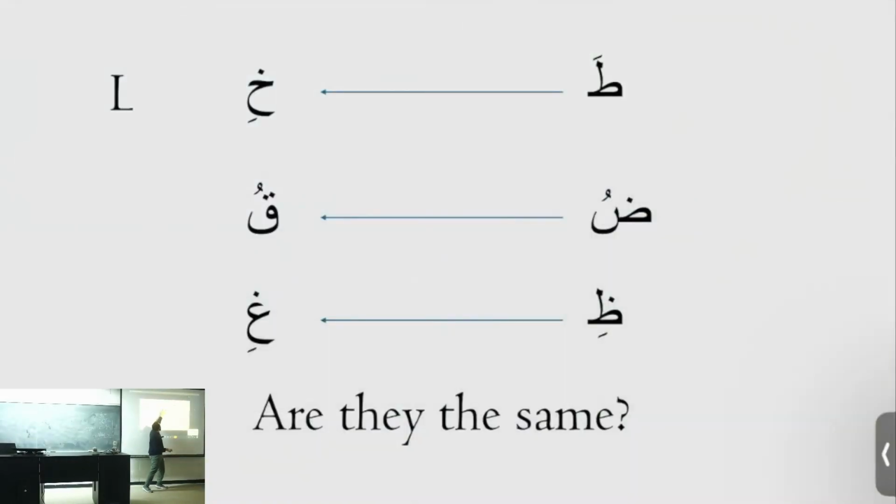The ta is heavier than the kha. The dad is heavier than the qaf. The dha is heavier than the ghain. And notice I use the same level of dhamma dhamma, kasra kasra, fatha fatha. Okay?